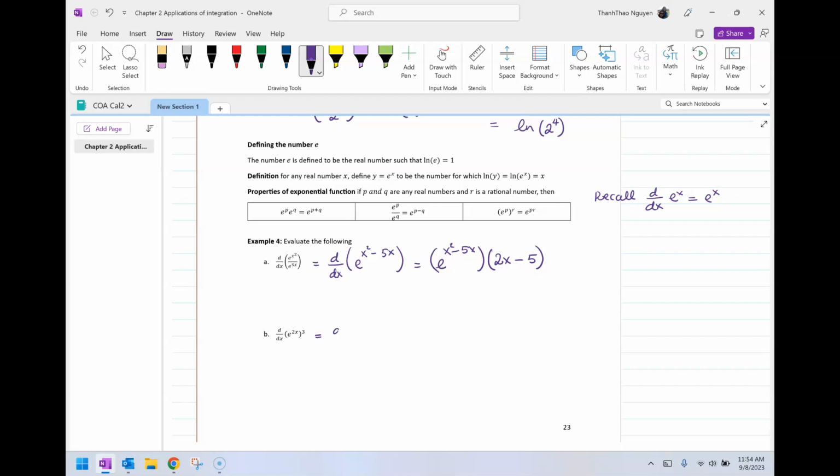And let's simplify this again. d/dx of e to the 6x. So the derivative, we have e to the 6x times 6, equals 6e to the 6x.